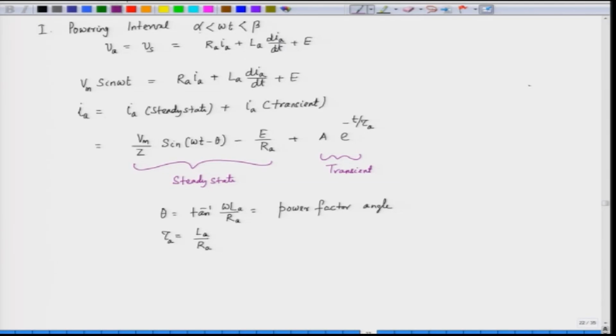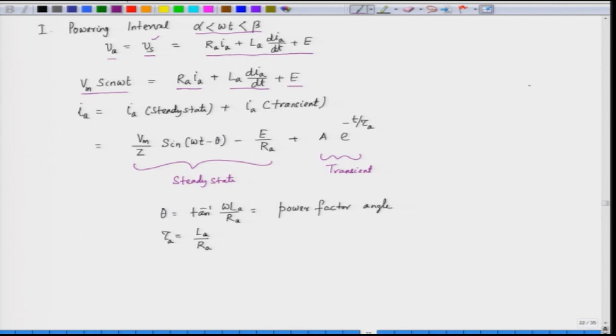In the powering interval, omega t is between alpha and beta, so VA is equal to VS. We have a first order differential equation. The armature voltage is the same as the AC input voltage, equal to R_A I_A plus L_A dI_A/dt plus E, the back EMF. The input is Vm sin omega t, which equals the resistance drop R_A I_A, the inductance drop L_A dI/dt, plus the back EMF E.